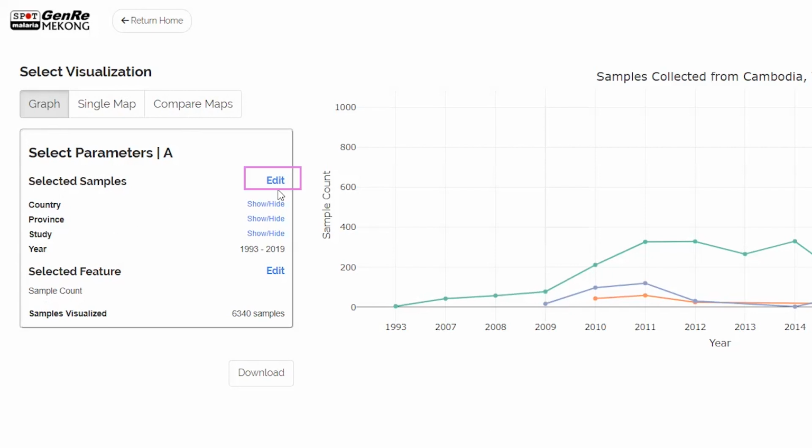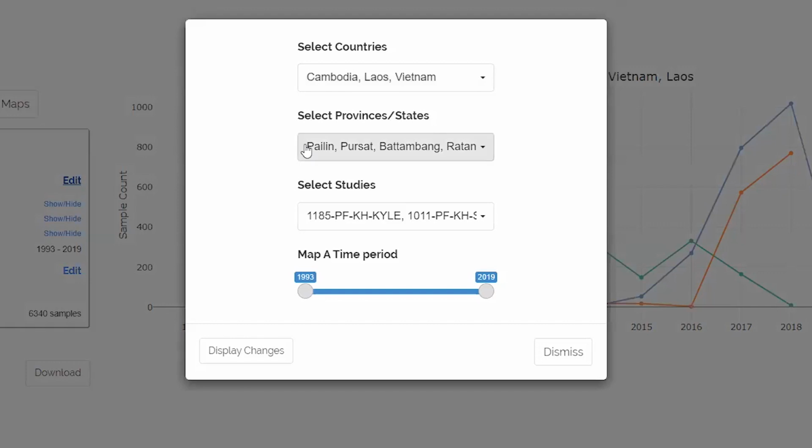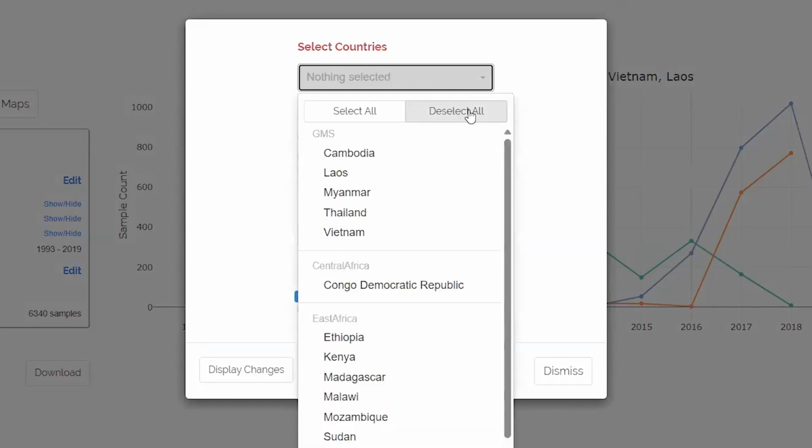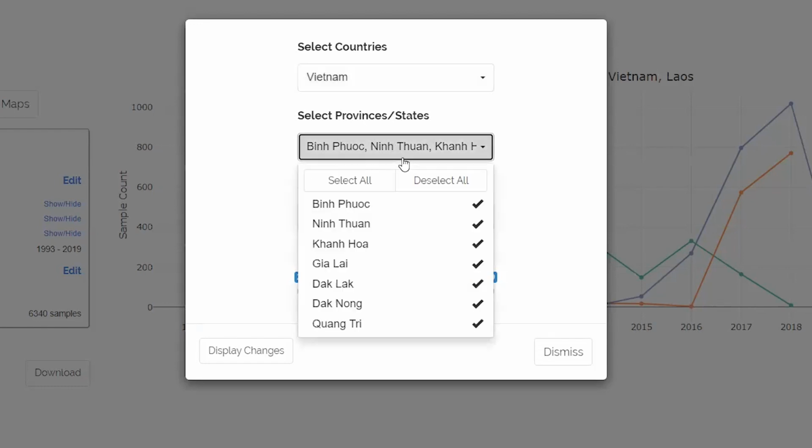In Select Samples, users can select the country, the province or states, the studies, and the time period from which the samples are collected. Here, as you can see, we've chosen Cambodia, Laos, and Vietnam. When users select the countries, all the remaining fields are automatically updated. So for example, if I click on Vietnam, all the provinces, studies, and the years that the samples were collected from in Vietnam will be automatically chosen.